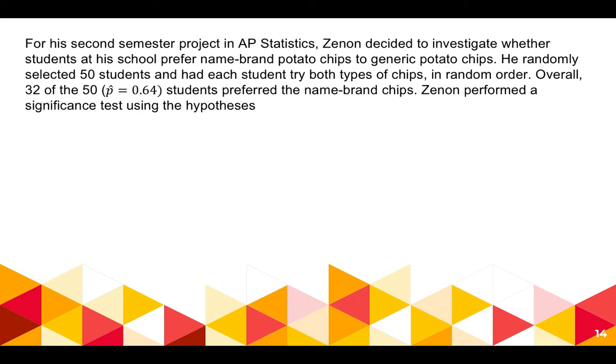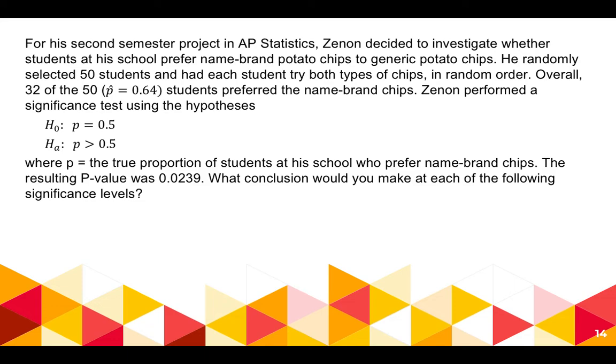Zenon performed a significance test using the hypotheses. The null hypothesis is p equals 0.5, and the alternative would be that it's greater than 0.5. That's because Zenon says he wants to investigate whether students at his school prefer name brand potato chips. In fact, we're going to define it right now: p is the true proportion of students at his school who prefer name brand potato chips. Let's say he calculates the p-value and we get a p-value of 0.0239. What conclusion would you make at each of the following significance levels?